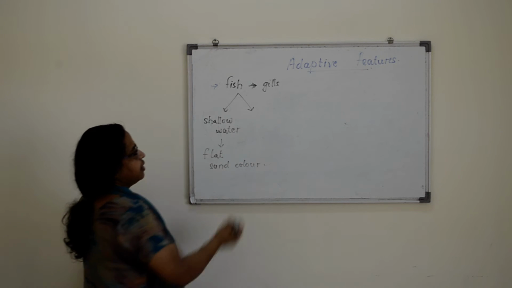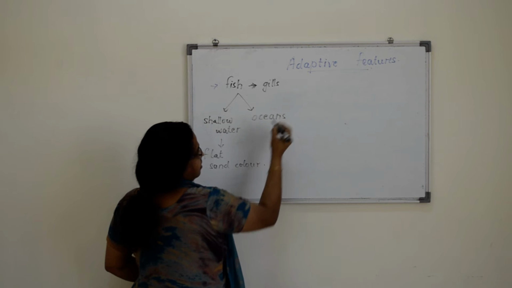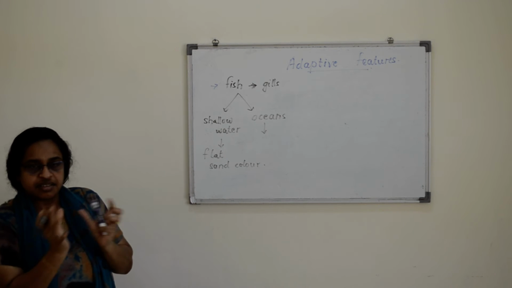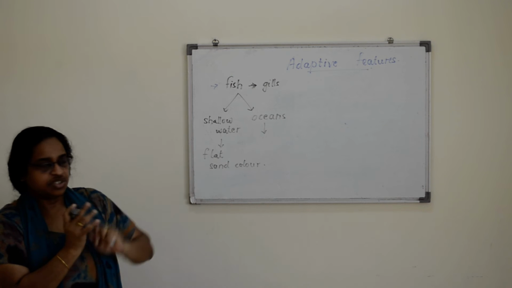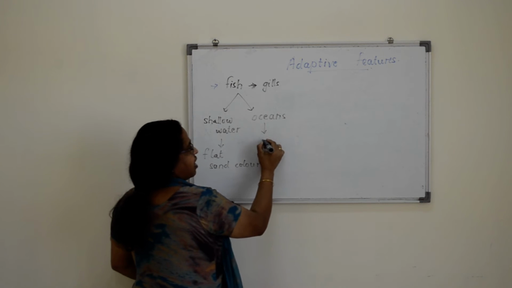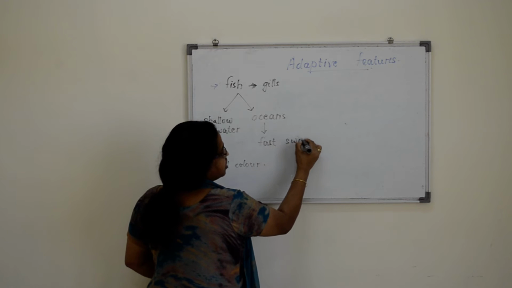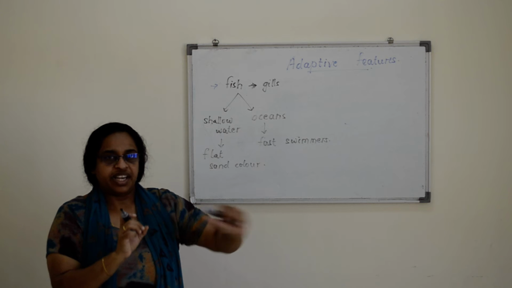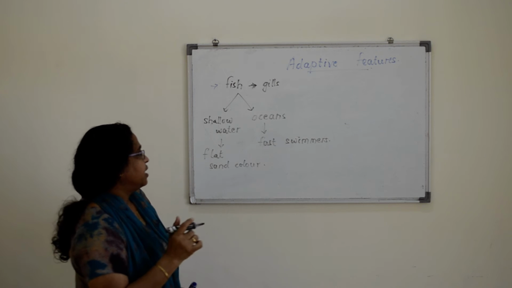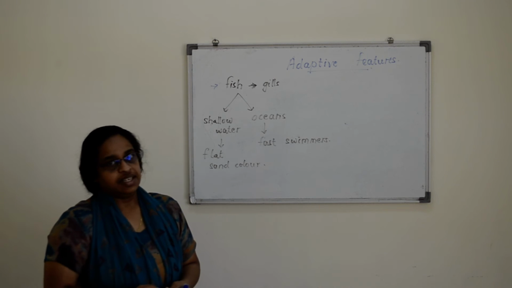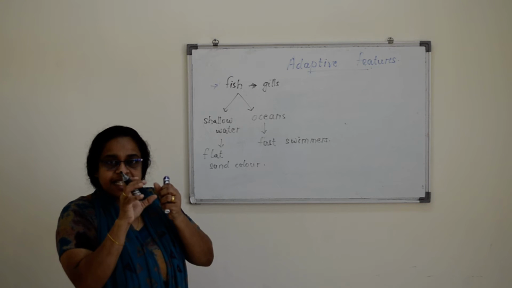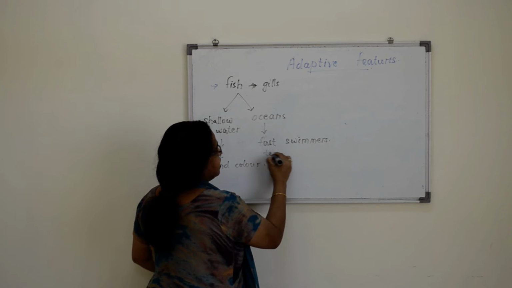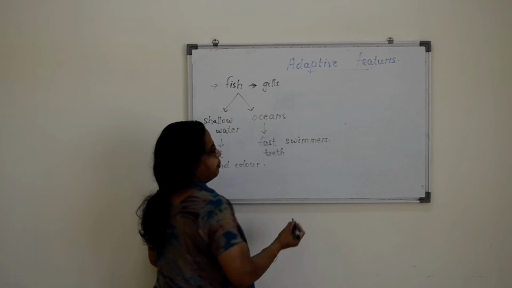And another one that are living in oceans and seas. You know that they are big fish, and they are predators, means they are eating other fish. They are fast swimmers, so that they can attack their prey. And also their body color is not of sand color, and they have got teeth that can easily catch and kill the prey. The teeth is adapted to catch and kill the prey.